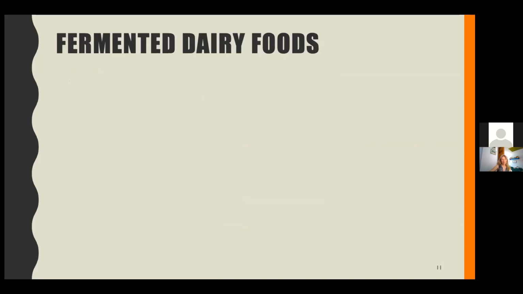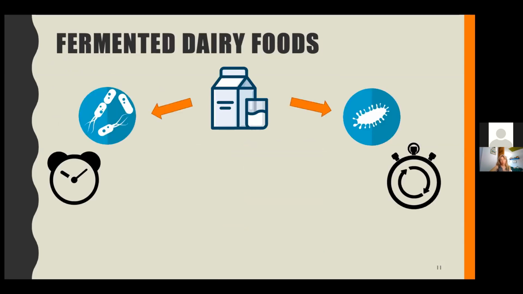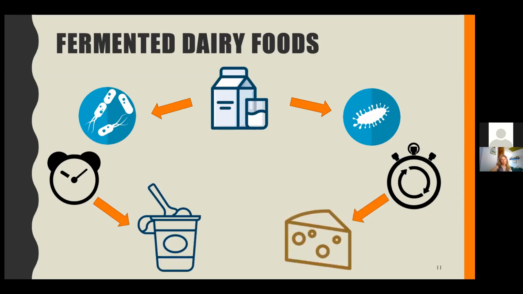So next we'll talk about fermented dairy foods. Fermented dairy foods all start with milk. Then you add a little bit of culture, you wait some time, and you'll either end up with something like yogurt or you'll end up with cheese. Now, what's the difference? What would change between these two things? We started with milk, we added a culture, we waited time. The difference really is the culture.